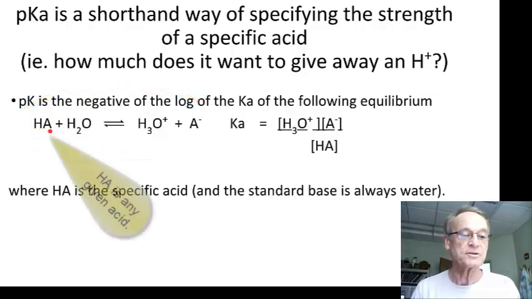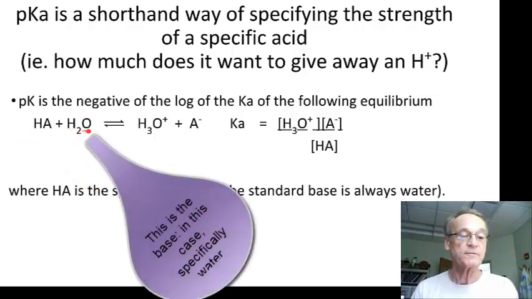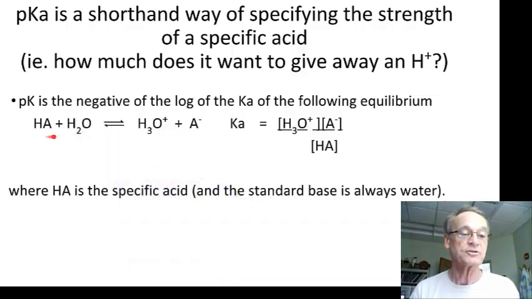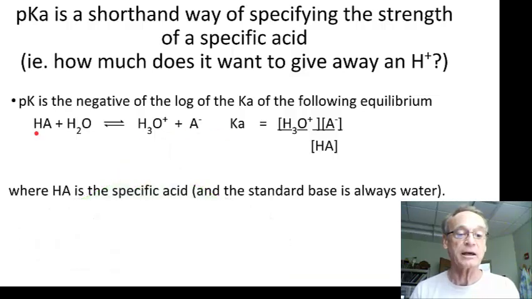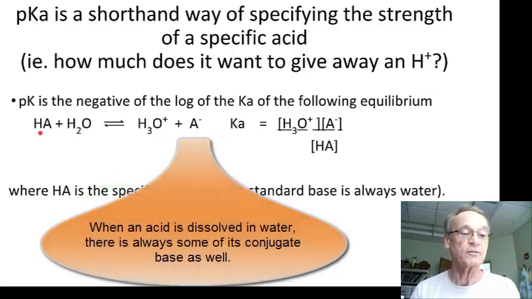Now I've used HA as a symbol for some acid. This is the base that that acid is going to react with. Now specifically it's water. Any other base could be used with any acid, so this acid could react with any base, but in order to define the Ka, we have to use water. It's just the standard that everybody has agreed we're going to use. So we put the acid in the presence of water. This equilibrium happens. As with any acid in water, you always get H3O+, and then you get the conjugate base of this acid, which is A minus. In other words, the HA has just given away an H+ to become A minus, and the water picks up that H+ and becomes H3O+.